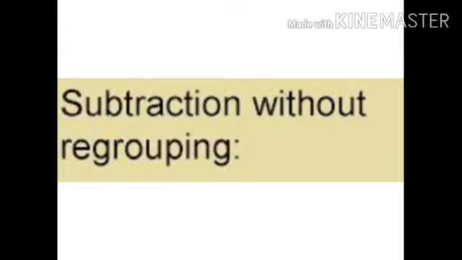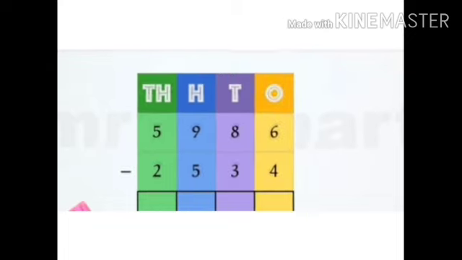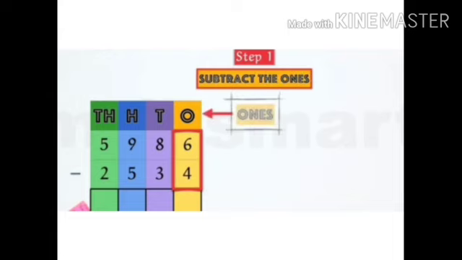Let us learn subtraction without regrouping. Subtract 2534 from 5986. Arrange the numbers in columns with the larger number on top of the smaller number using a place value chart. Subtract the ones first. 6 minus 4 is equal to 2. Write 2 in the ones column.